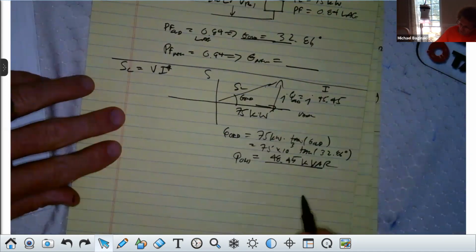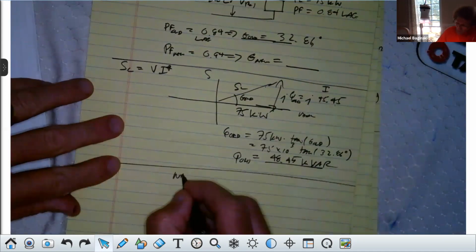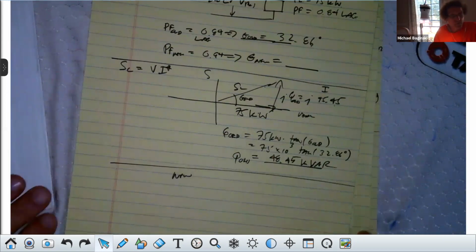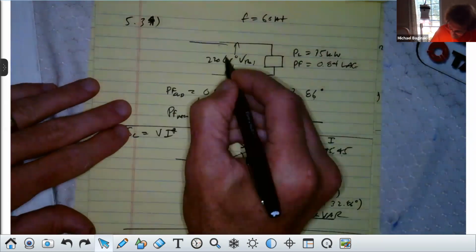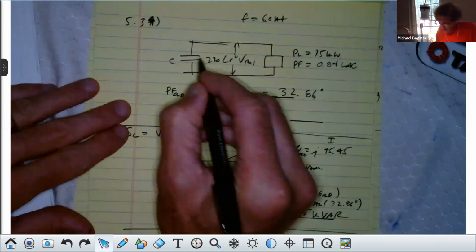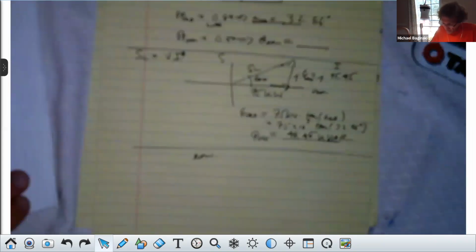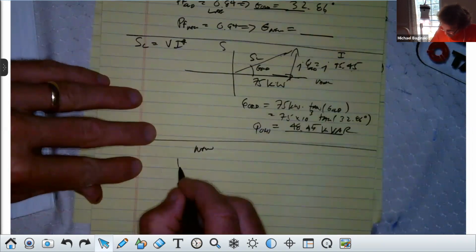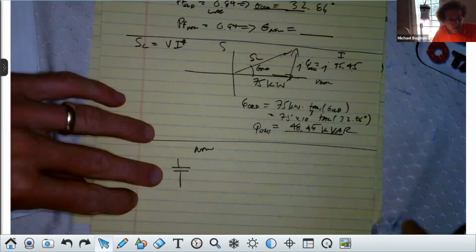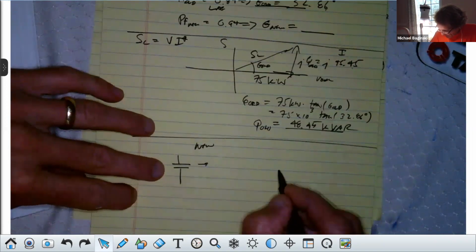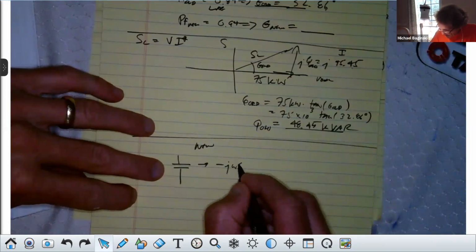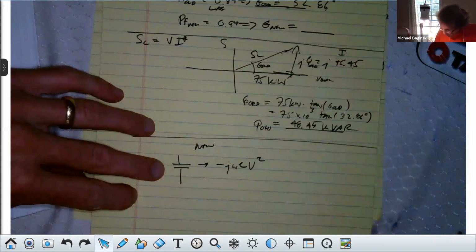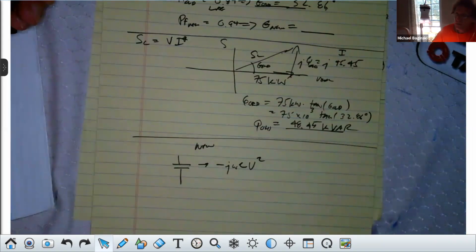What do we want to do for the new? We want to add a capacitor right here. We want to find the value of that capacitor so we knock it down. Now, the capacitor itself, again, I'm going to restate this, has a complex power of minus j omega C times V squared. That's what that complex power is. Give yourself a second to write it down. You good with this?